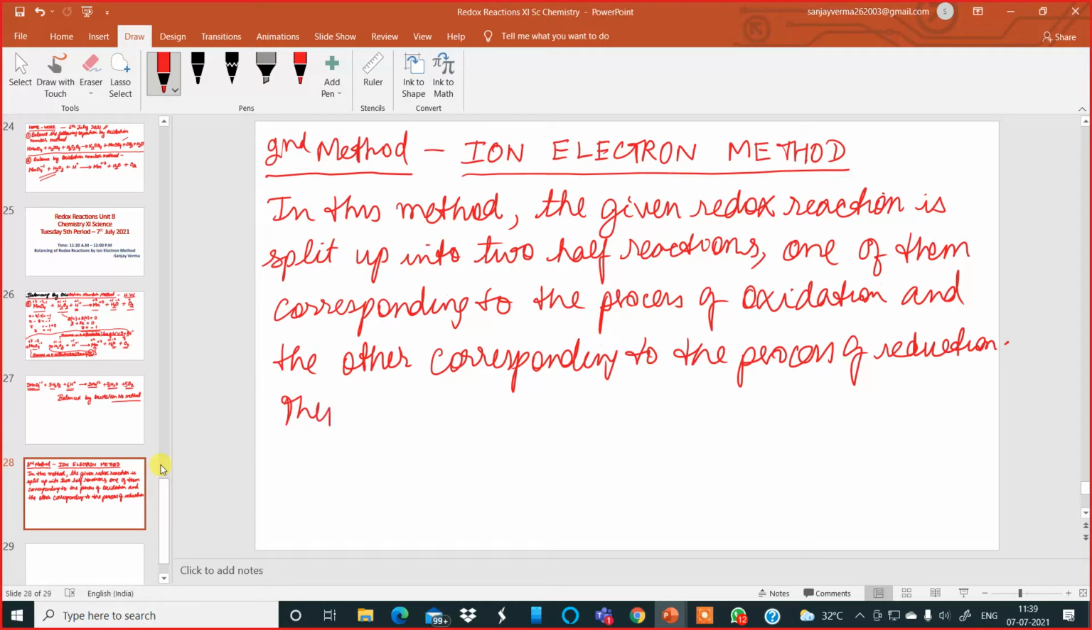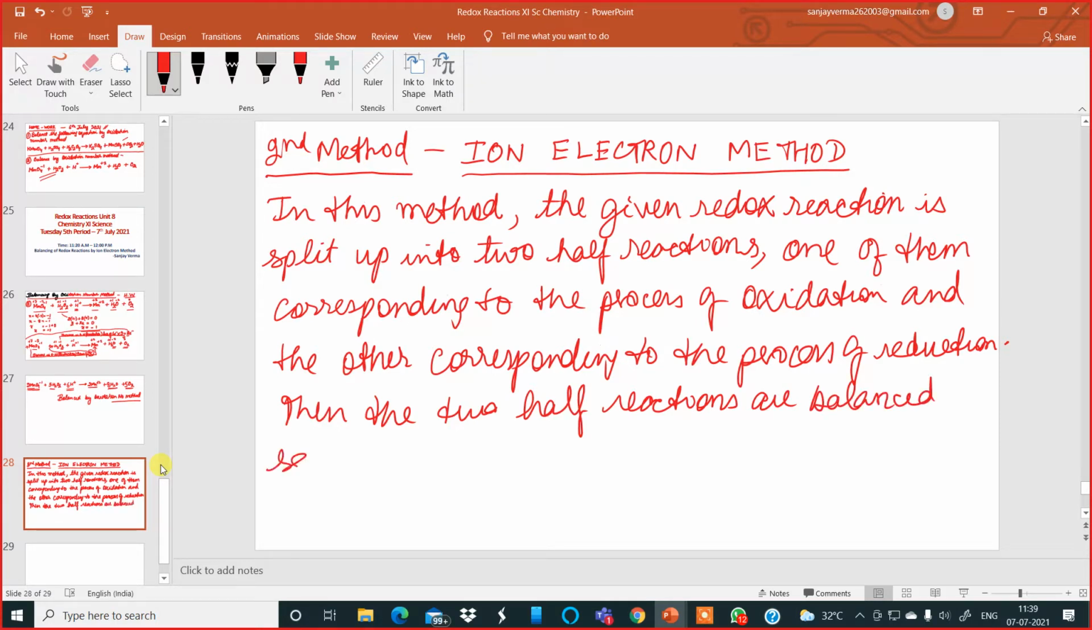Then the two half reactions are balanced separately and then added up. Okay, so this is how we have to balance by the ion electron method. Now I'll teach you by giving one example.